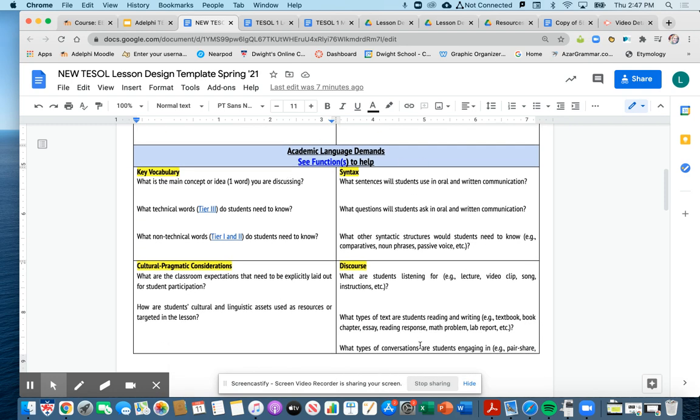In this area, we have our language demands. This is included to really make you thoughtful in planning how language is played out in this lesson, what is needed, what needs teaching, what needs modeling. And so this is to really help start to shift your mindset when you're planning, to plan through the eyes and ears of an English language learner.